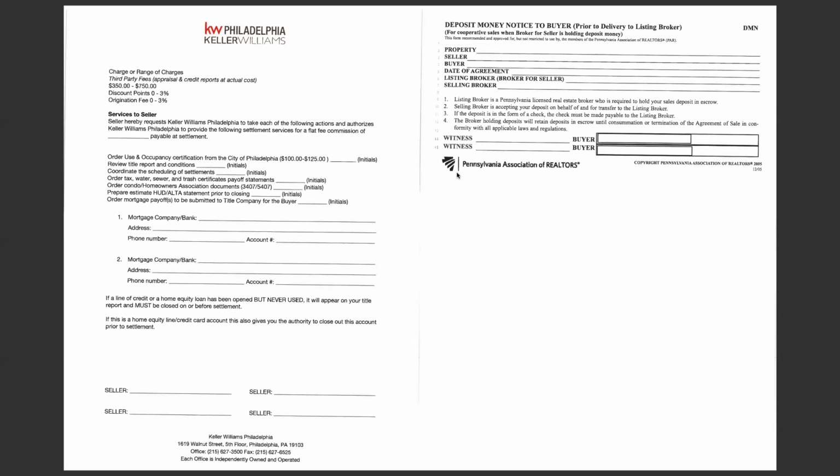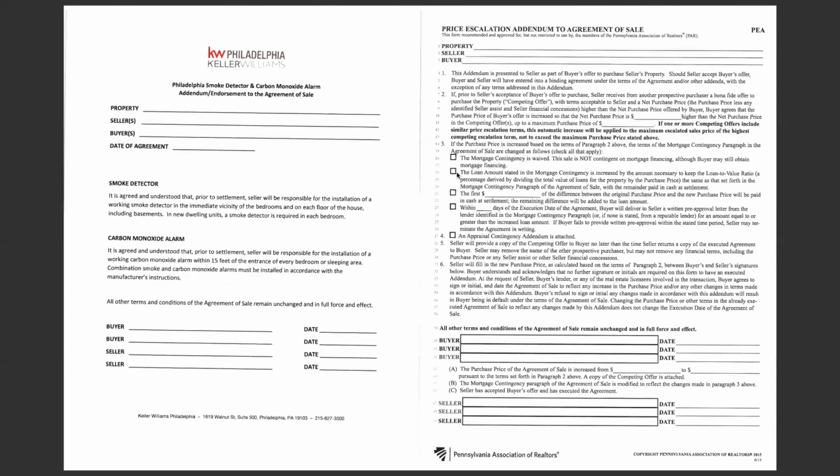The next is your deposit money form. You need to have this filled out and signed and sent over with your offer. We also have a Philadelphia smoke detector and carbon monoxide form that I recommend you use also, and have the seller sign off that adequate smoke detectors and carbon monoxide detectors be present in the home at time of closing.